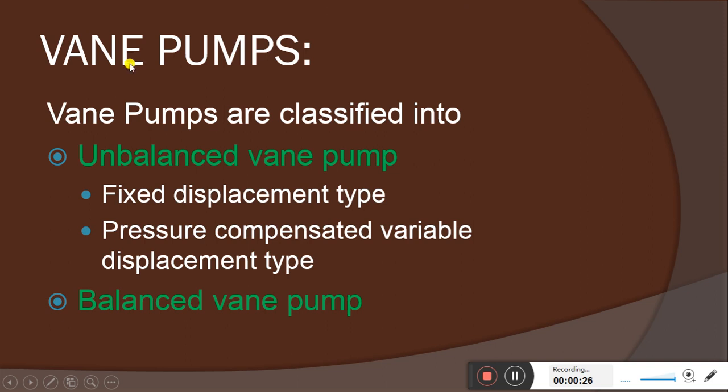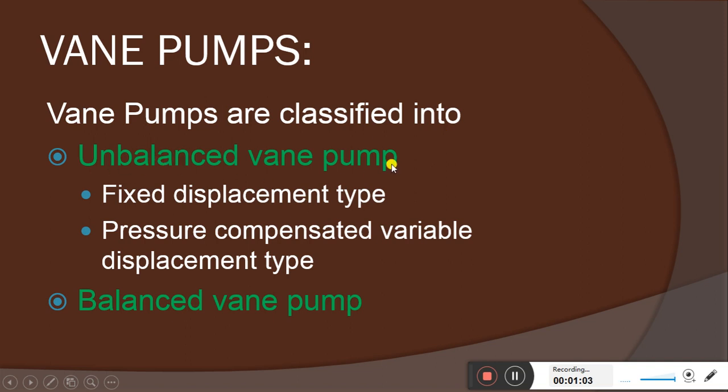Okay, vane pumps. In the earlier class, we studied gear pumps. In the gear pumps, we concentrated on the different types, that is external, internal, gerotor, and lobe pumps. Now the other type of pump we are discussing here is vane pumps. Vane pumps have a somewhat different construction, where we find vanes that help in the pumping action.